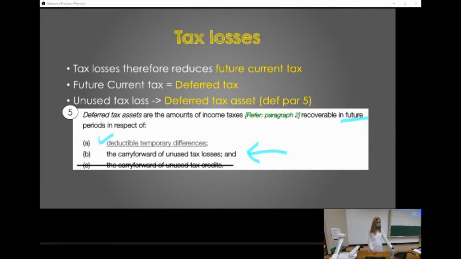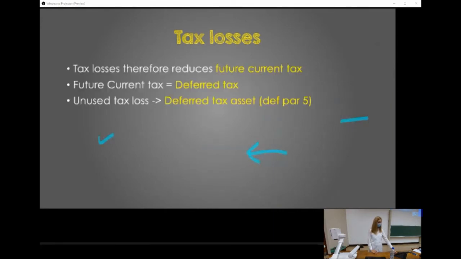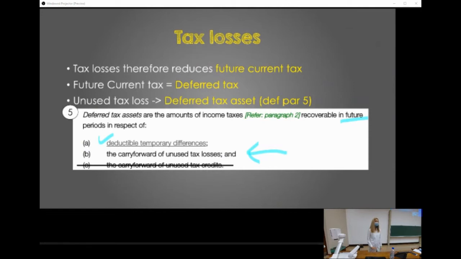Is this a class example in the notes? I think this was just part of an explanation in the notes. So it is there in your notes, but it's not a class example. Okay, so paragraph 5 in your standard, if we look at the definition, you see that an unused tax loss will also give us a deferred tax asset. Is this the same as an assessed loss? Yes. So if you have an assessed loss, then you have an unused tax loss. The assessed portion just means that the receiver agrees with your calculation of whether you have a loss or not.